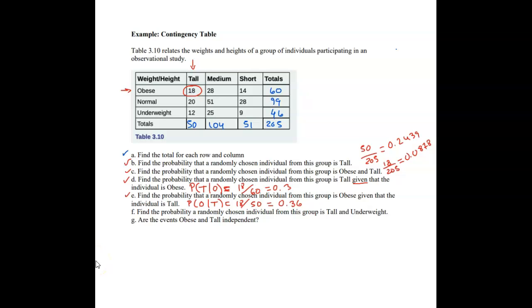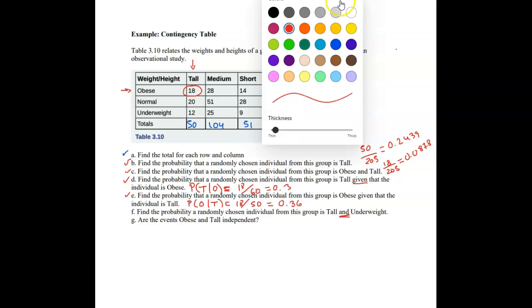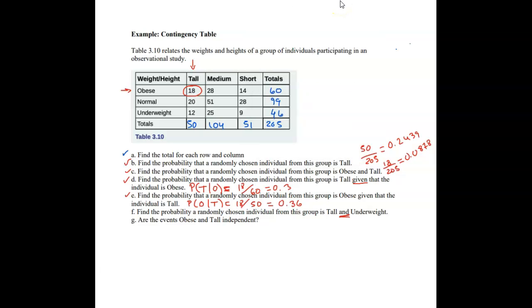At F, find the probability that a randomly chosen individual from this group is tall and underweight. With and, we are looking at the whole group again. So tall and underweight, there's 12 in the whole group, 12 out of the 205. So if I'm picking a person at random, there is a 0.0585 probability that that person will be tall and underweight.